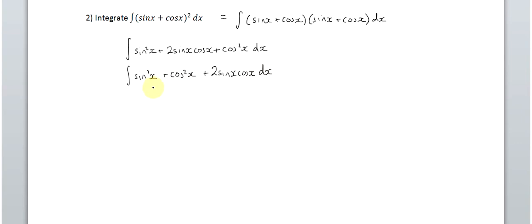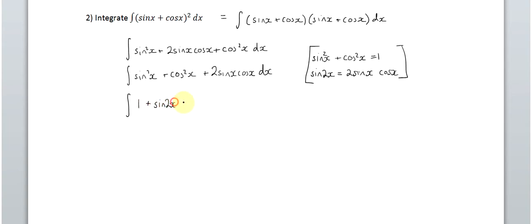Okay, so we're going to use two identities here. I think it's fairly obvious what we're going to use. First of all, we're going to use sine squared x plus cos squared x equals 1. So that's these two here. So we're going to have the integral of 1. And then this one here, we're going to use a double angle formula. And it's very common to use a double angle formula to end up with a single sine or cos. In this case, we're going to use sine 2x is equal to 2 sine x cos x. So there's our identities. So this is going to become plus sine 2x with respect to x.